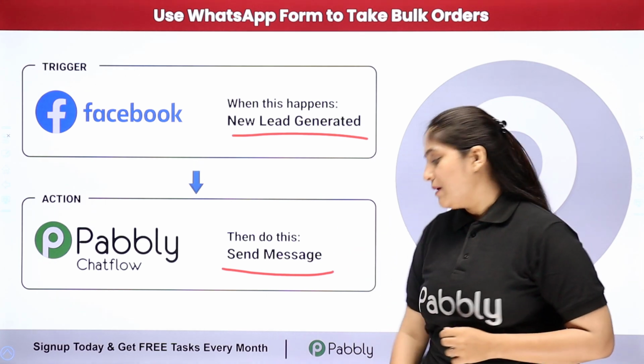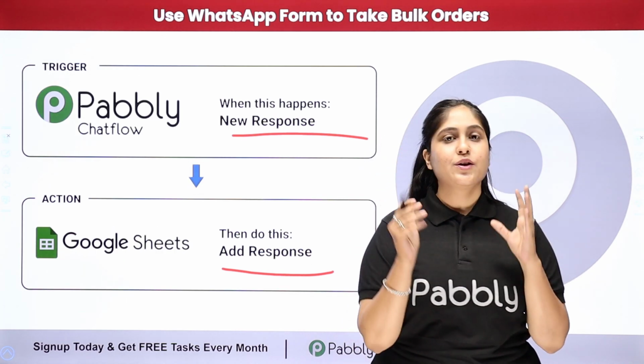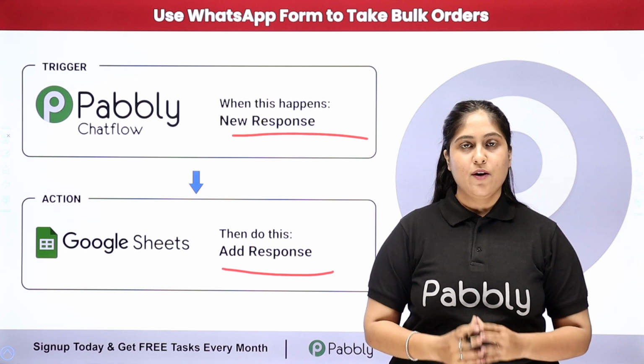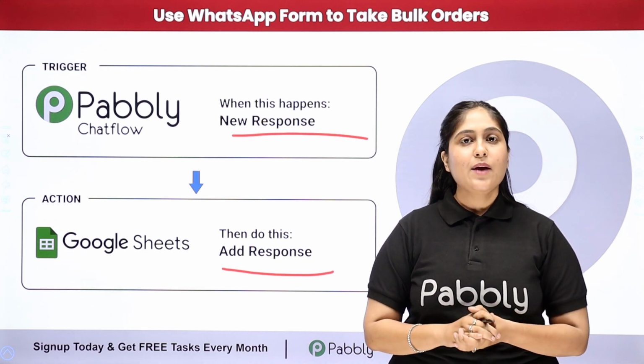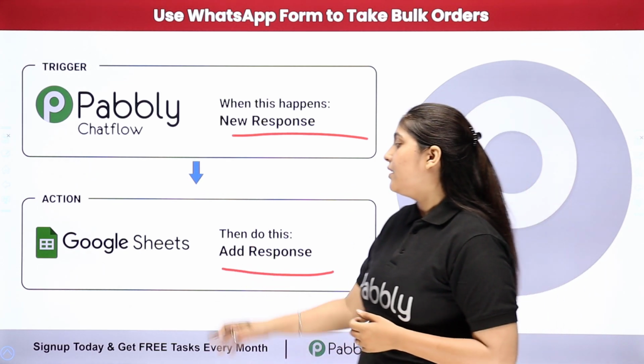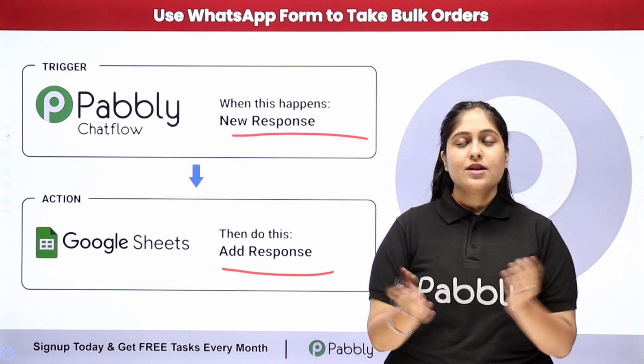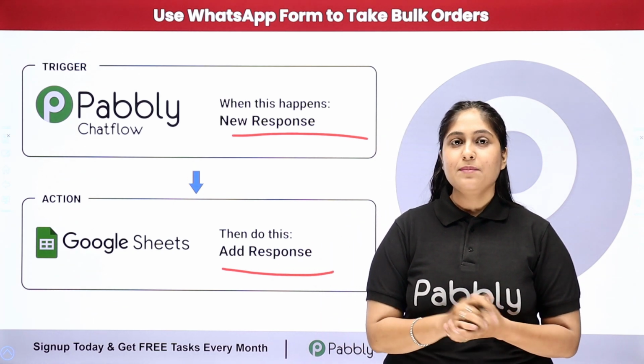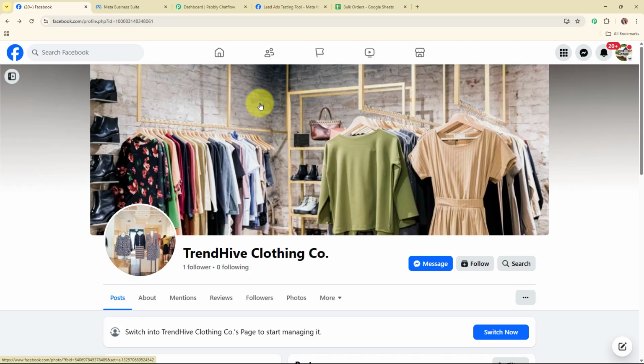And here, after sending the message, I want Pabbly Chat Flow to capture a new response of the form response. And after capturing the response, I want all the response details to be added over here in my Google Sheets as a new row. So now, to learn this process step by step, let me take you to my screen. Welcome to my screen.